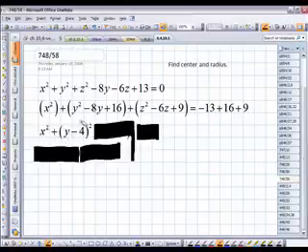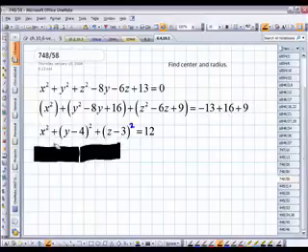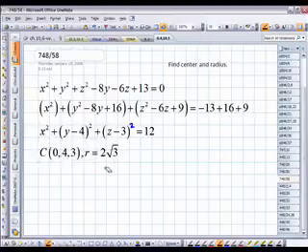Then I complete the square with these, and as you can see, this becomes 12, so my center is at (0, 4, 3) and my radius is rad 12, which is 2 radical 3.